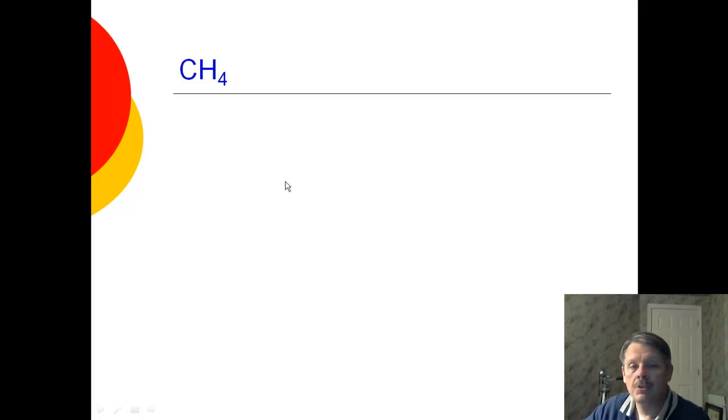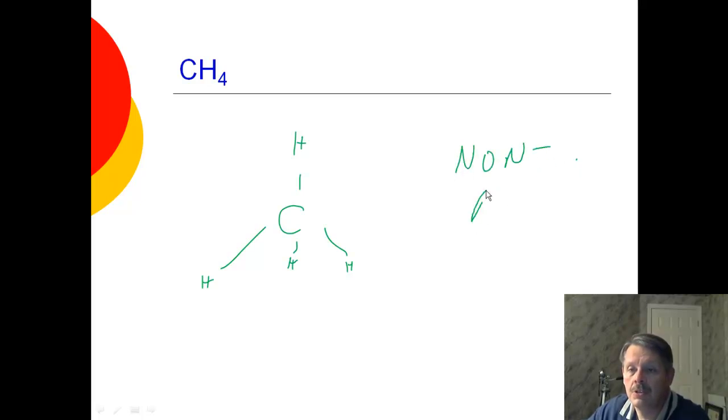All right, well, you should have figured out that CH4 is tetrahedral. Now, when it's tetrahedral and all four things around it are all the same, it does not matter what the polarities are. Since everything around it is the same, it is going to be non-polar. So there's no question about this one. This is non-polar.